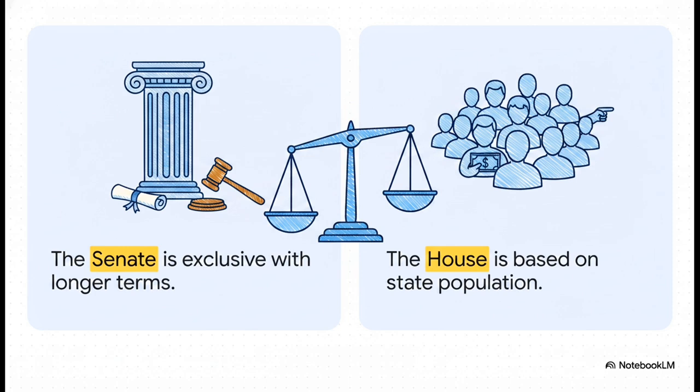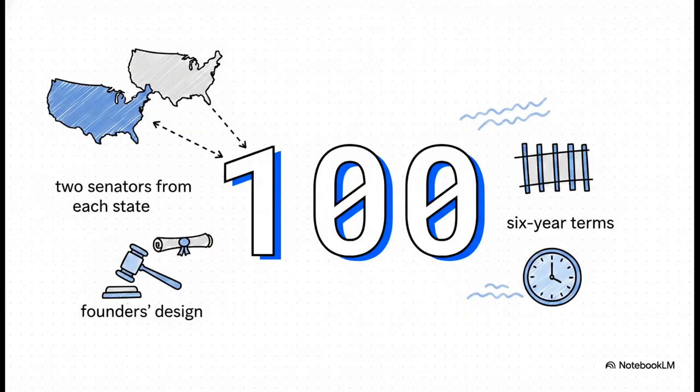It's actually a perfect example of checks and balances happening right inside a single branch. Let's look at the exact numbers. The Senate is made up of exactly 100 members. That's 2 senators from every single state, regardless of whether that state has 1 million people or 40 million people. And they serve longer, 6-year terms. The founders actually designed it this way to make the Senate a much more stable, deliberative body, one that's at least somewhat insulated from the rapid, day-to-day shifts in public opinion.